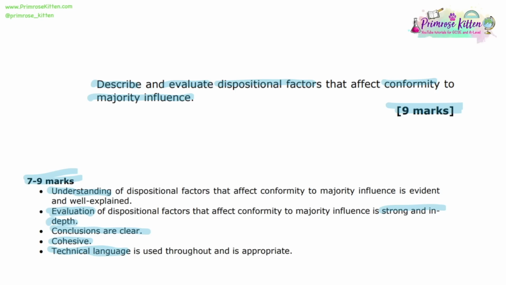To unpick the question further, we know that it asks for 2 things, a description and an evaluation. So we know that there are describe AO1 knowledge marks available, and there will also be AO3 evaluation marks available. There'll be 4 AO1 marks and 5 AO3 marks.